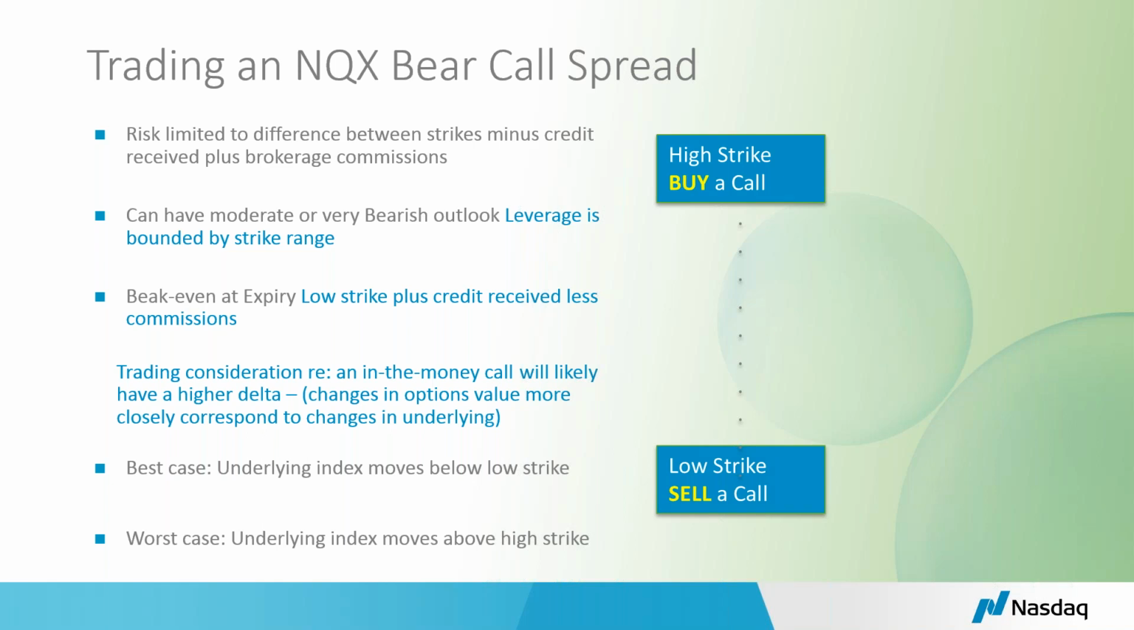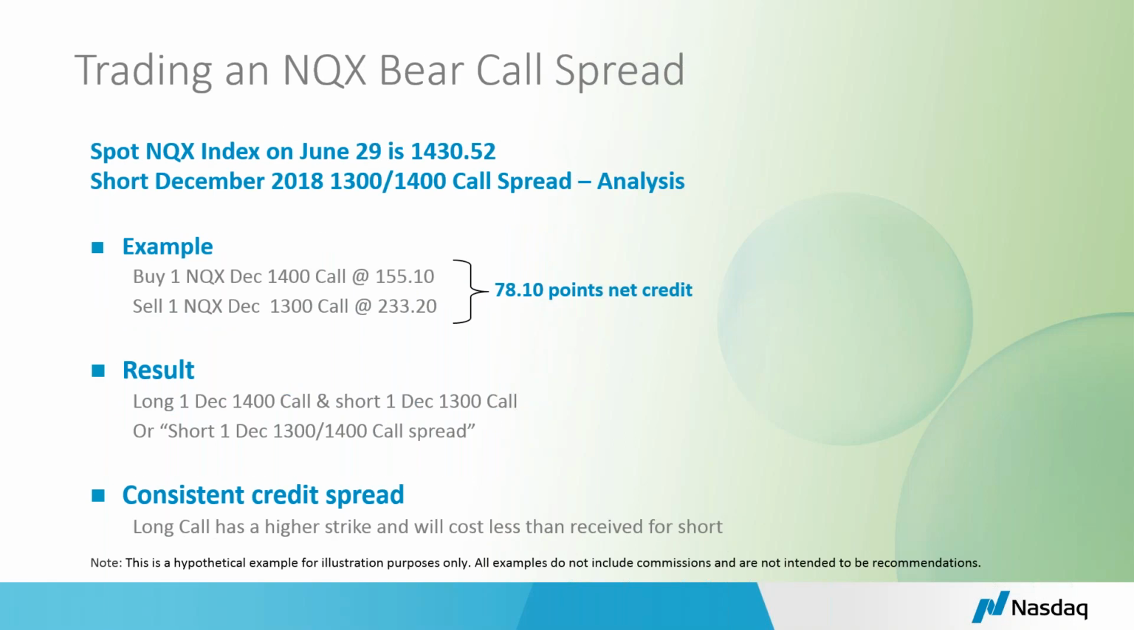So let's dive into the strategy a little bit more and try and put it into a picture of what will actually be executed on the Interactive Brokers platform. In this example of the NQX bear call spread, we look at the spot index on June 29th at around 1430. We decide to have what I would call a definitely in the money call spread. So we're going to look at selling the December 2018 1300-1400 call spread.